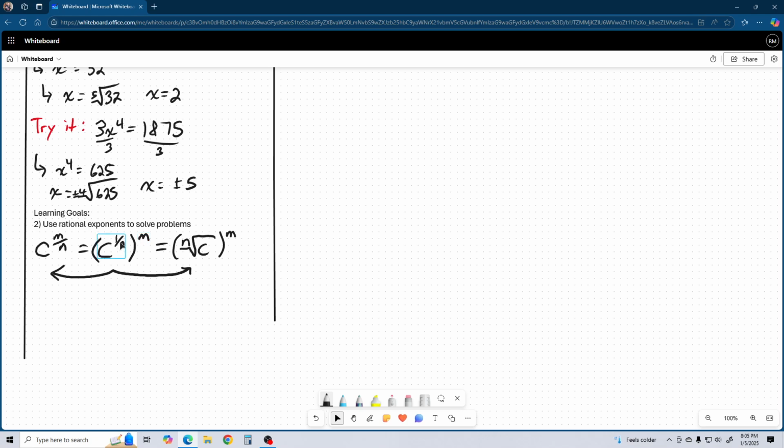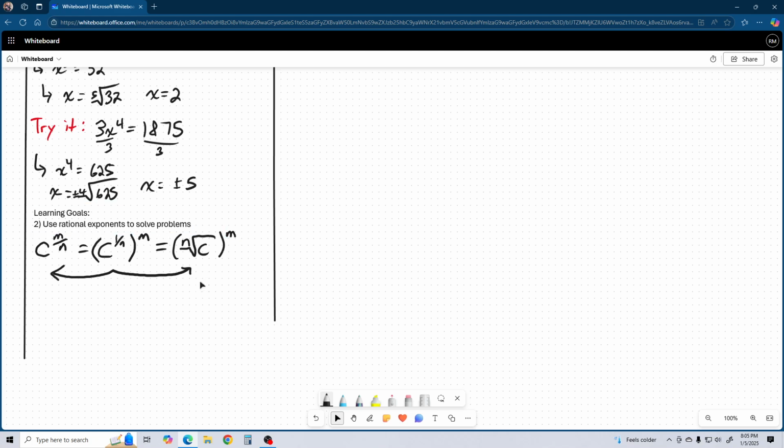In this case, we did it as a root times the exponent, right? And that's going to equal the nth root of c times m, right? So if we do this, it's actually taking the nth root of c, and then multiplying it by whatever exponent m is. So the nth root times exponent m. And that's all we did up here, right?